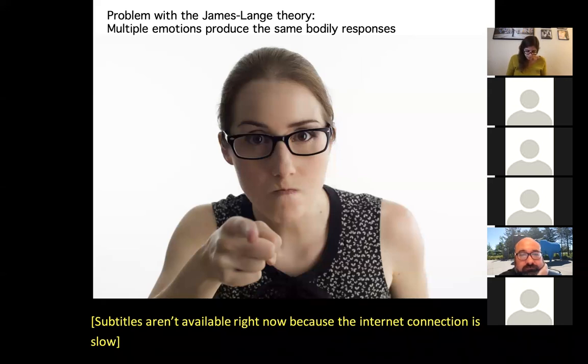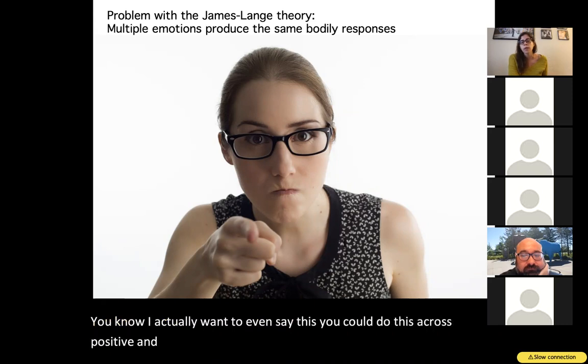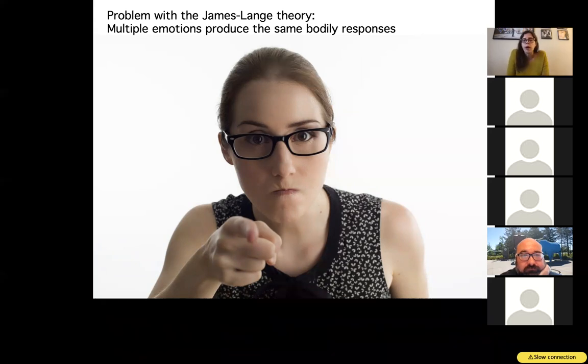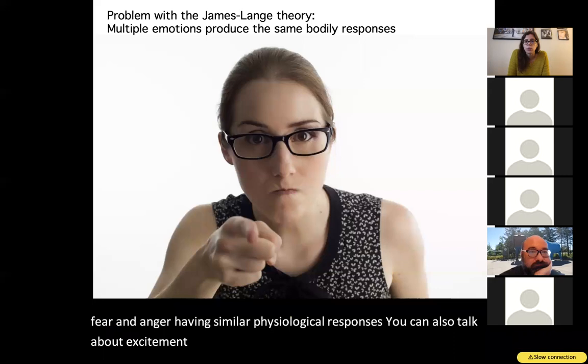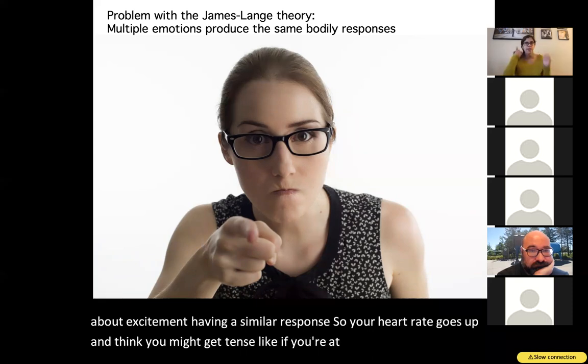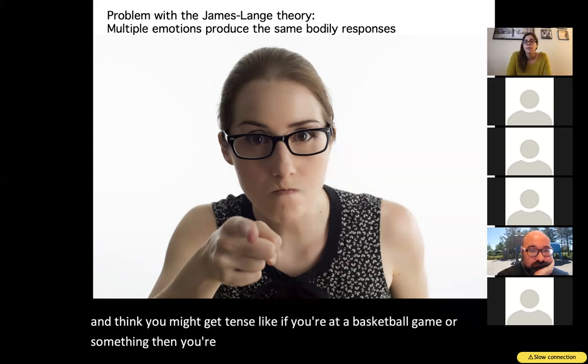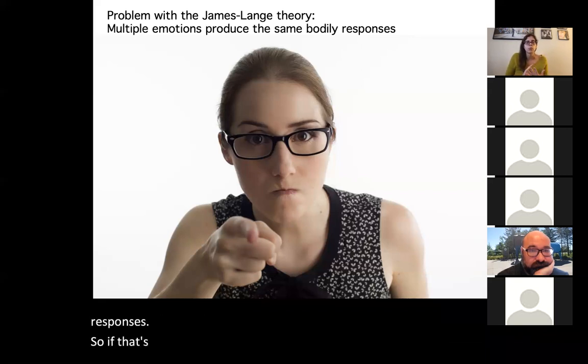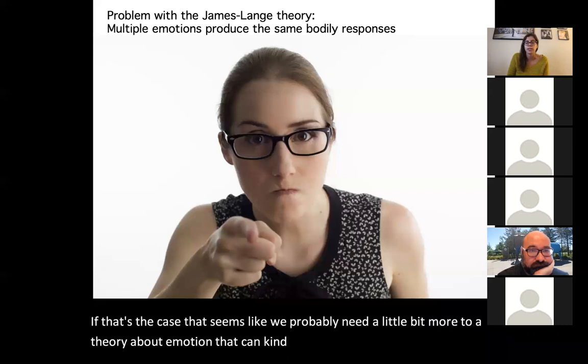The other thing is, you could do this across positive and negative emotions too. Even though we've talked about fear and anger having similar physiological responses, you can also talk about excitement having a similar response. Your heart rate goes up and you might get tense, like if you're at a basketball game, then you're excited and you're having the same bodily responses. If that's the case, we probably need a little bit more to a theory about emotion that can explain this. And so we'll get into some different theories soon.